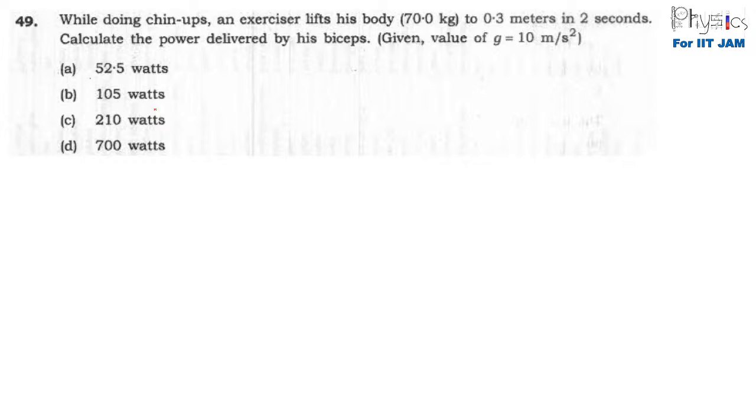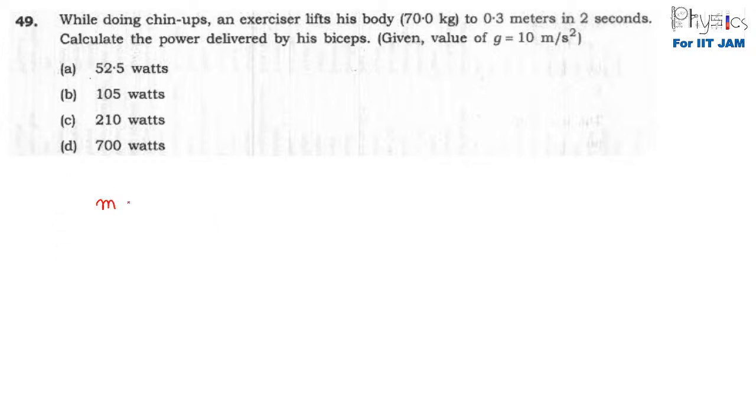See, here the question is, while doing chin-ups, an exerciser lifts his body of mass 70 kg to 0.3 meters in 2 seconds. Calculate the power delivered by his biceps. Okay, so tell me what should be the answer. Is it 52.5 watts, 105 watts, 210 watts, 700 watts? Which is the correct option?